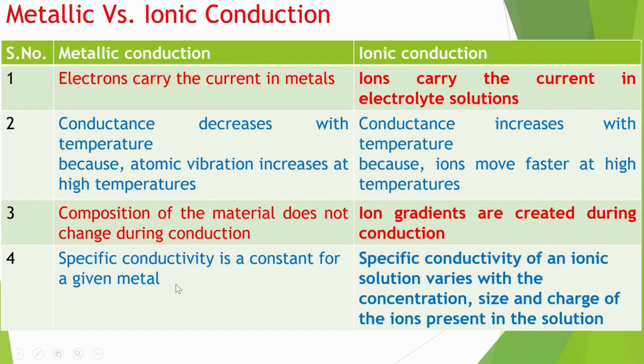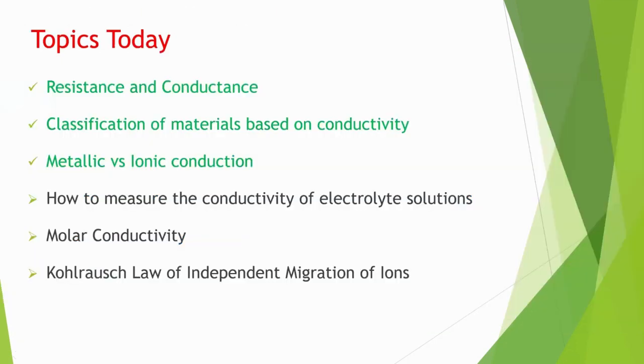Final point is, the specific conductivity kappa is a constant for a given metal that we have seen just now. Whereas for a given solution, I said that for a copper plate, kappa is a constant. Can you say that for a copper sulfate solution, this is the kappa? The answer is no, because kappa of a solution changes with concentration of the solution, size of the cation and anion, and charge on the ions, whether it is a +1, +2, +3, -1, -2. So these aspects will change the specific conductivity value. So for an electrolyte solution, specific conductivity is no more a constant.